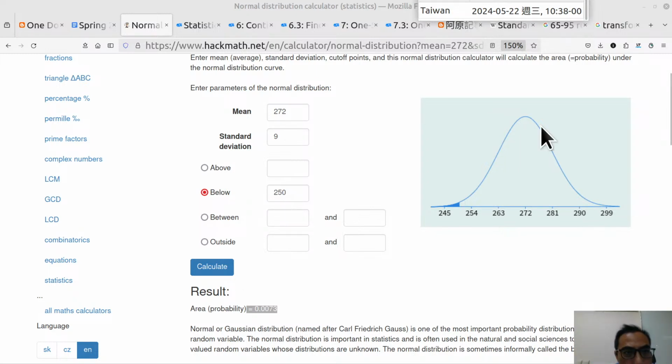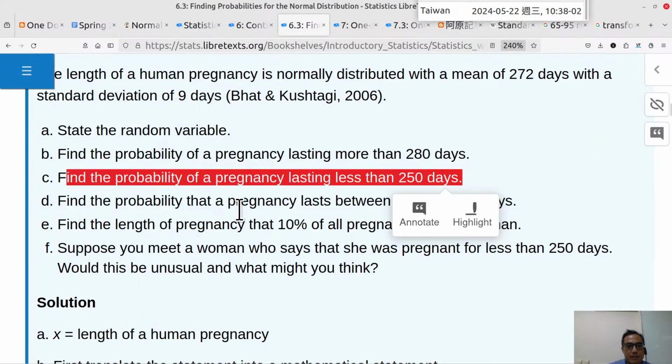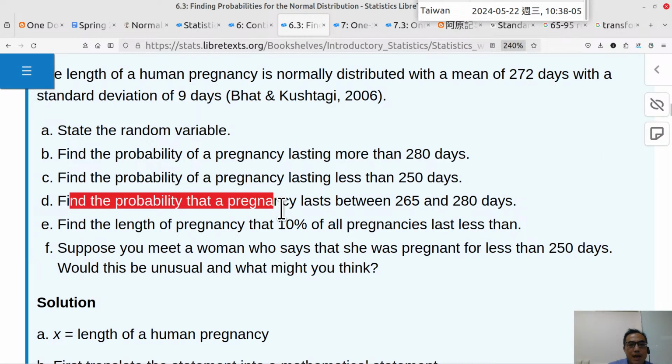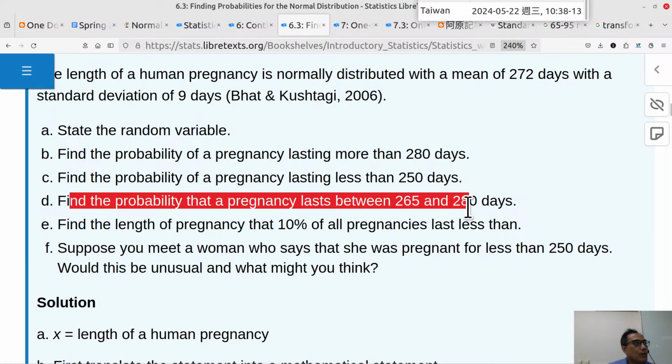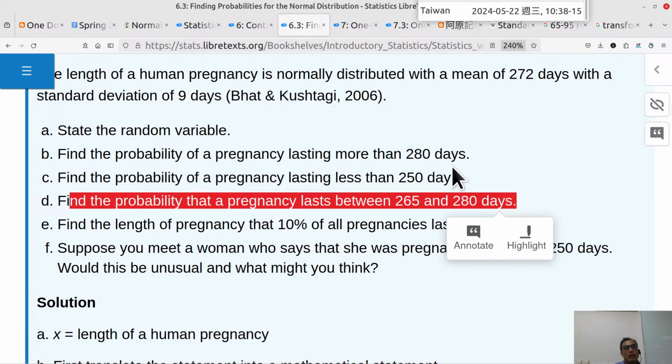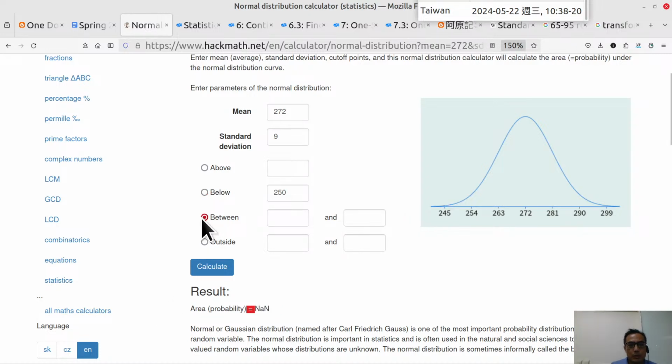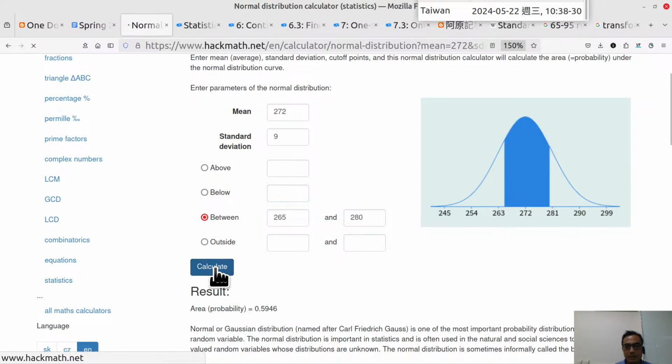Okay, then go to the next question here. Find the probability that pregnancy is between 265 and 280. Between 265 and 280. Calculate. The probability is 0.59.